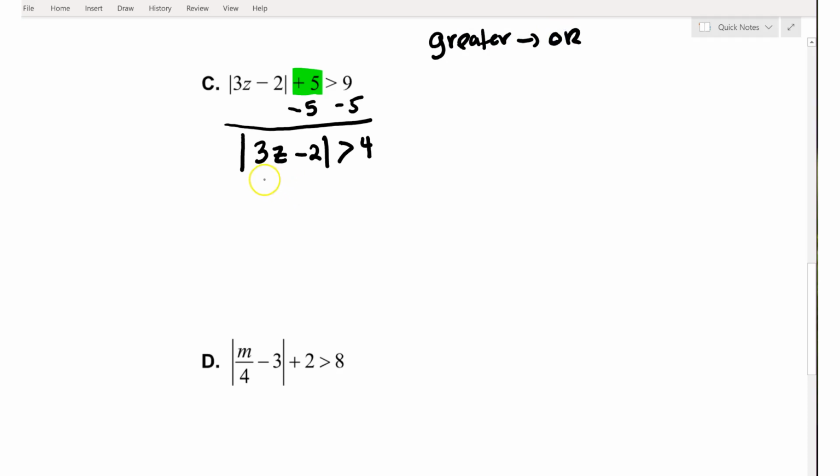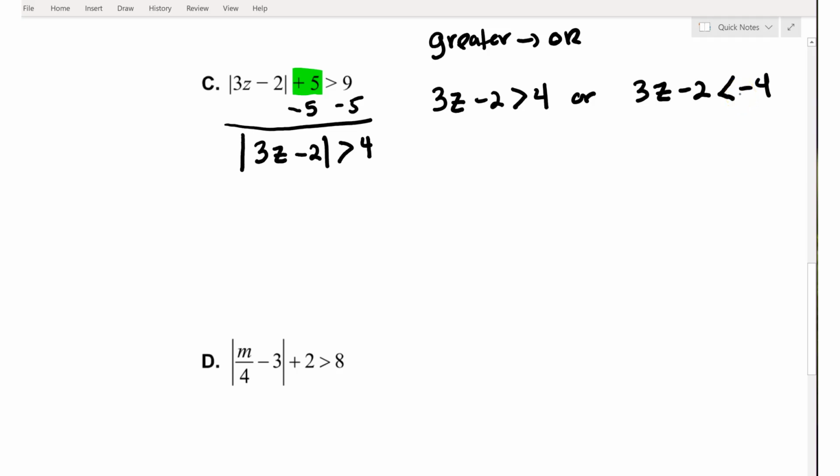So now that we have the absolute value on one side, we can come up with the two situations. So we have 3z minus 2 is greater than 4, or 3z minus 2 less than negative 4. Remember that if this is greater, this is less. If this is 4, this is negative 4.